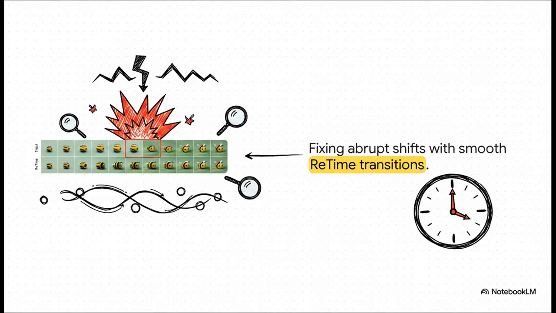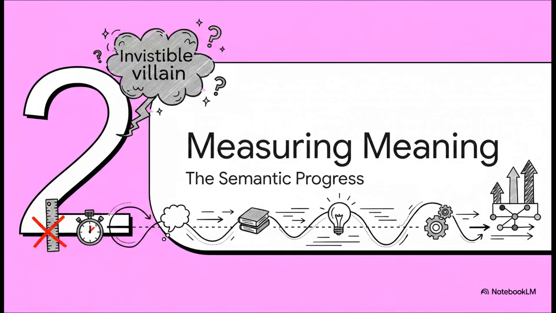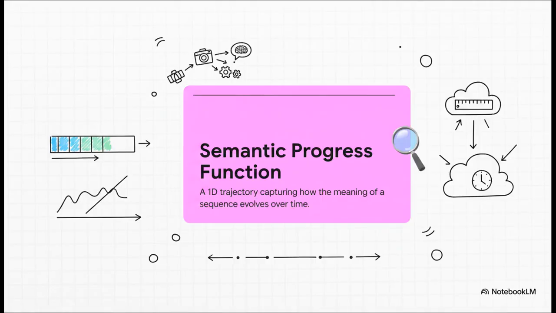But to fix the problem you see on the top row, we first have to figure out how to mathematically measure it. Moving right along to section 2, measuring meaning over time, with something called the Semantic Progress Function. So to actually fix this invisible villain of uneven pacing, researchers had to invent a completely new metric. Think of this Semantic Progress Function, or SPF for short, as basically a progress bar, but for meaning. It measures the cumulative semantic shift rather than just looking at changing pixels.